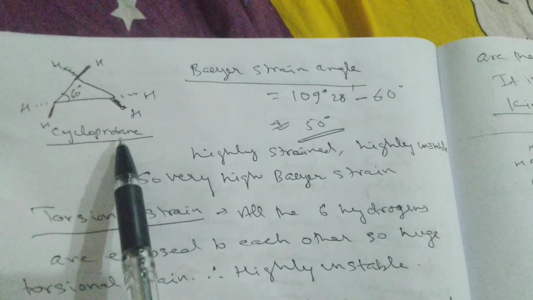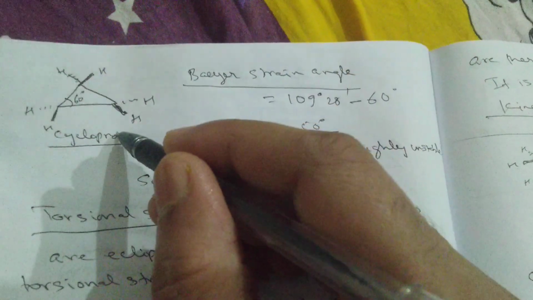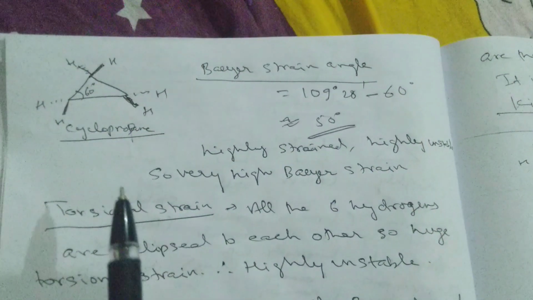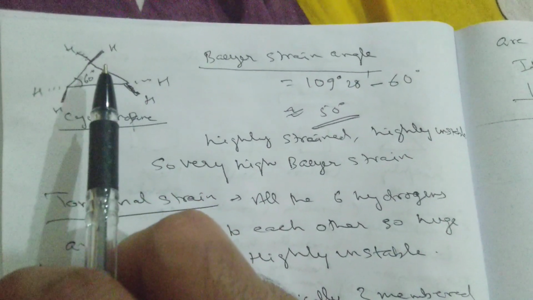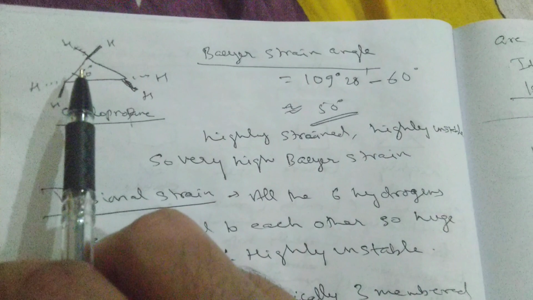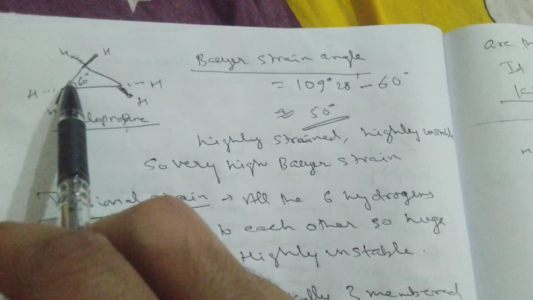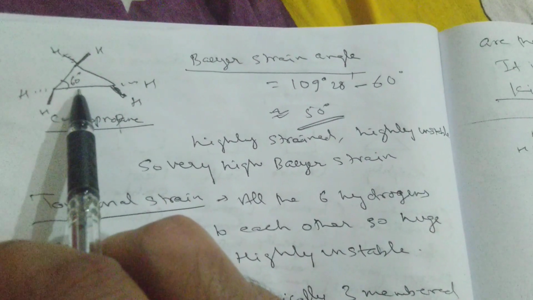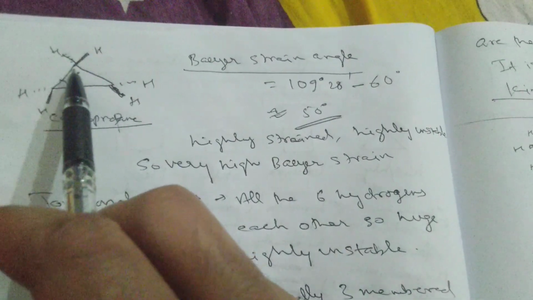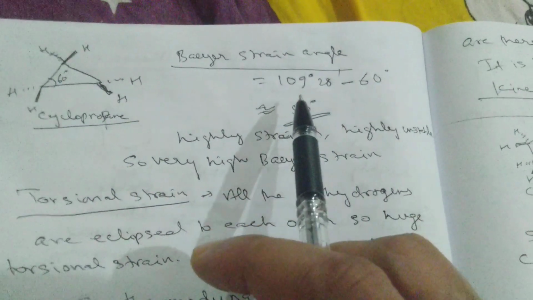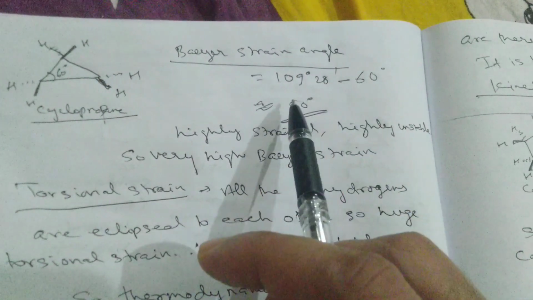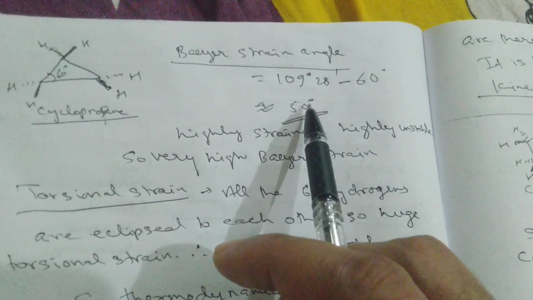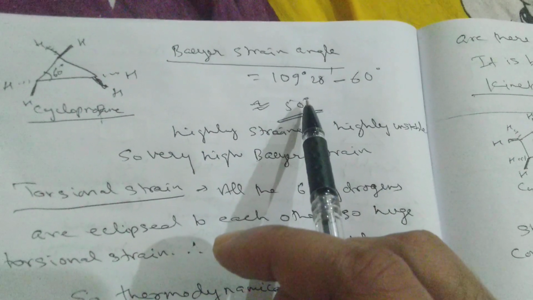The only structure possible for cyclopropane is the planar structure. Now it has a hell of a lot of instability. First, you see this angle: it is 60 degrees. All the carbons are tetrahedral, so the expected angle is 109 degrees 28 minutes, but it is only 60 degrees. So almost 50 degrees of strain, highly unstable.